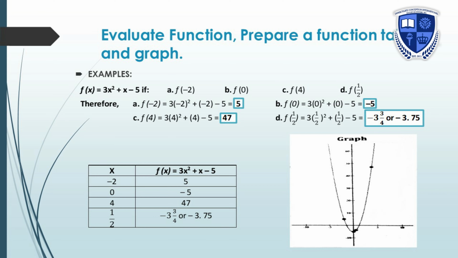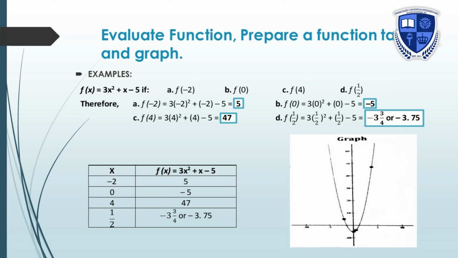So, kung mapapansin niyo po sa table class, yung ating sinubstitute sa x, yun po yung ating negative 2, then yung answer po ng letter A na 5, yun naman po ay nasa value ng y. Next, letter B, 3 times 0 squared plus 0 minus 5 is equal to negative 5. So, mapapansin niyo po ulit yung ating 0 ay nasa value ng x, then yung ating negative 5 ay nasa value naman po ng y.